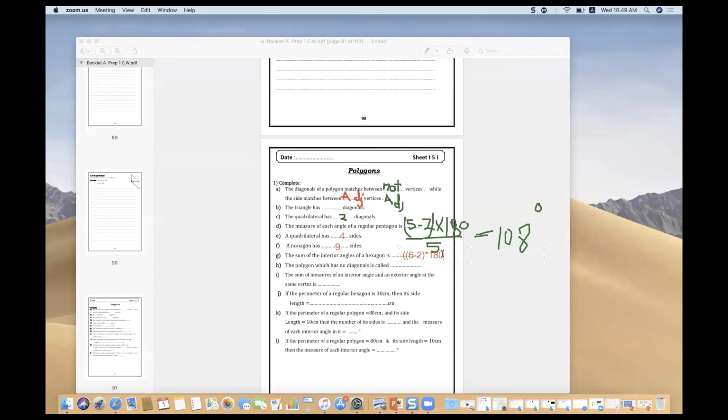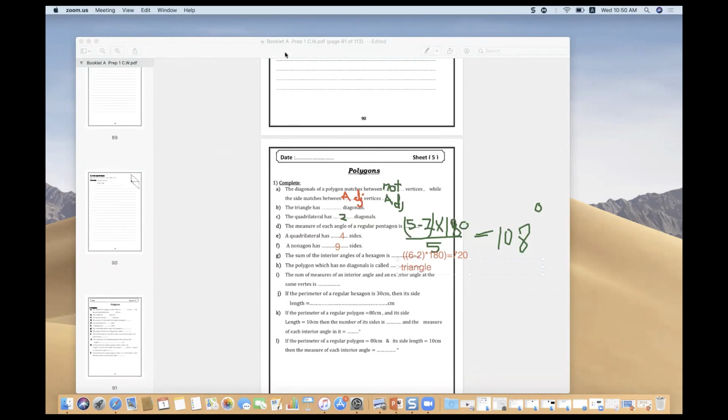The polygon which has no diagonals is called a triangle. Yes. The sum of the measures of the interior angles, 4 times 180, equals 720.